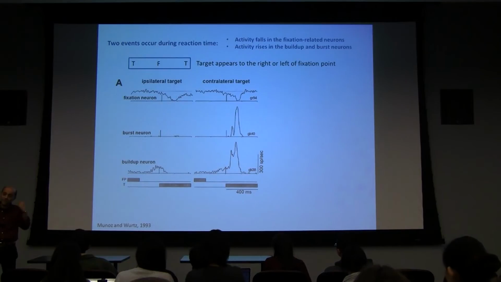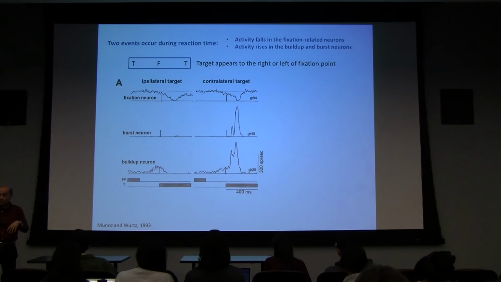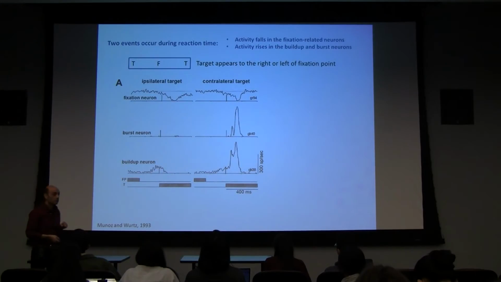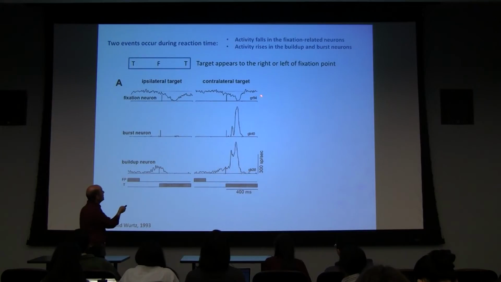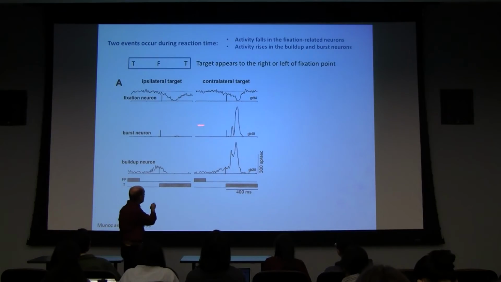The cell in the left colliculus is saying, I think it's going to appear in my receptive field. They both are showing this buildup. When it does appear, one of them wins, and it gives you a burst. And so then you may move your eye to that direction. So those were the build-up cells, these are the fixation cells, and then these are the burst neurons.